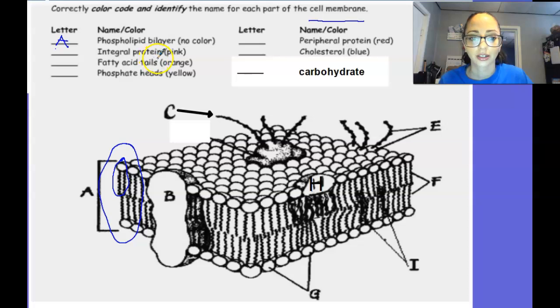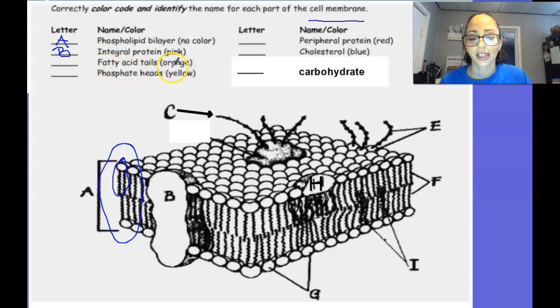Integral protein. Remember, integral proteins are those proteins that cross from one side to the other side. They're embedded in the cell membrane, okay? And usually they help transport things in and out of the cell, like bigger molecules. So B will be integral proteins.